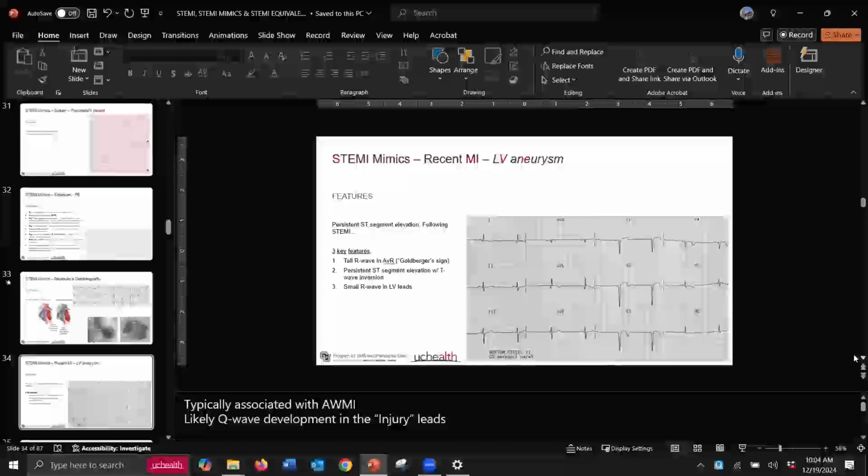So left ventricular aneurysm, a recent MI, typically within about 2 weeks, can go upwards of 45 days. What we look for here is prolonged ST changes with a history of a recent MI. And that's significant of an LV aneurysm. What's a left ventricular aneurysm?